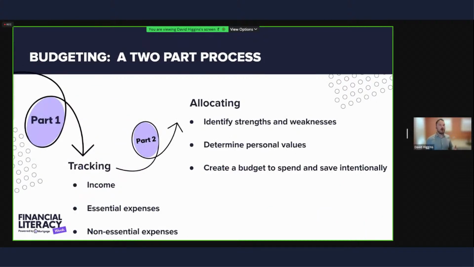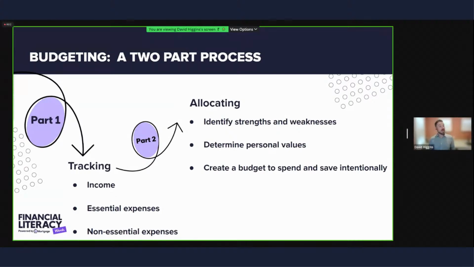Now, the first part of a budgeting process is simply tracking. What types of stuff are we tracking? Well, you're going to track your income. You're going to track your essential expenses. You're going to track your non-essential expenses. Just your general spending habits to determine some sort of average trend in the way your income comes in and how you spend money. So that's part 1.